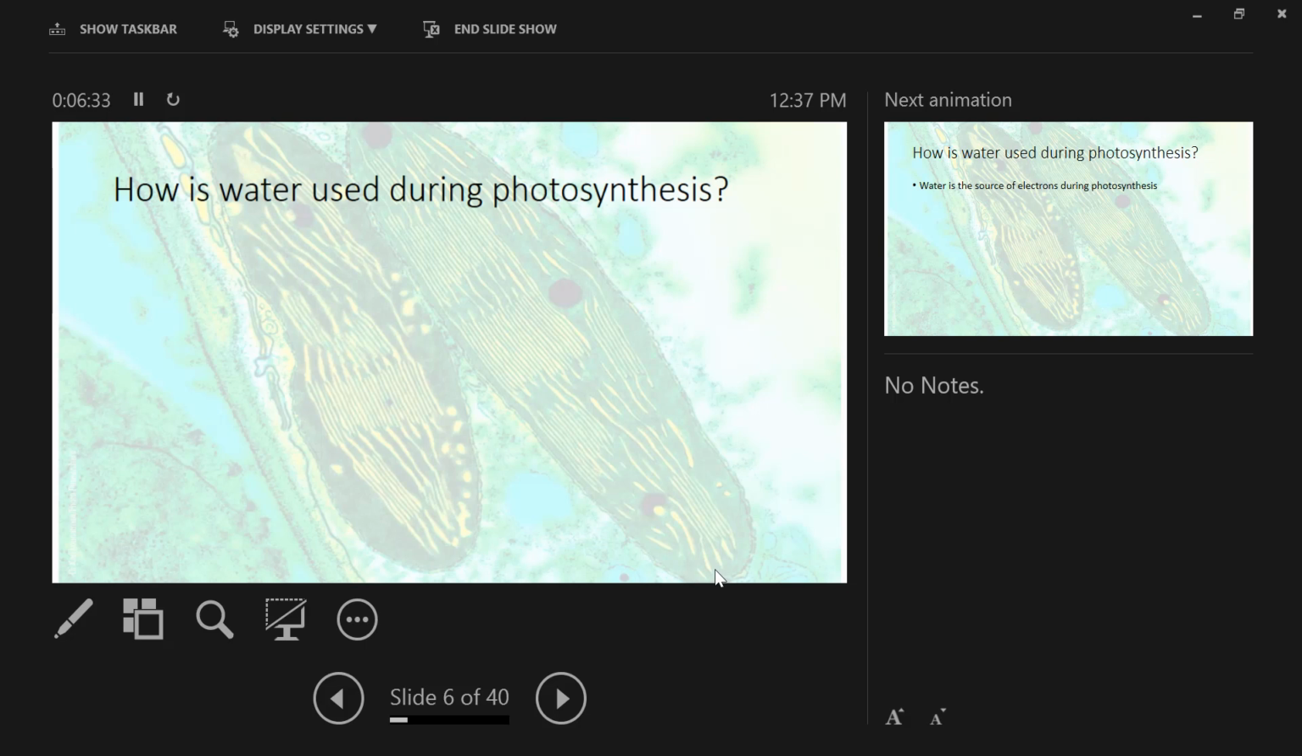That was awesome. All right, so how is water used during photosynthesis? So ultimately, this is what happened. If we're going to produce carbon, we've got to oxidize something else, right? If you're going to reduce something, you've got to oxidize something. Ultimately, water is oxidized in order to allow us to reduce carbon. If we're going to add electrons to carbon dioxide, we've got to take those electrons from something else, and we take them from water.